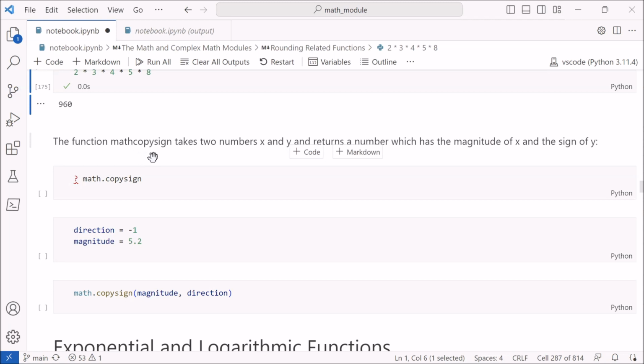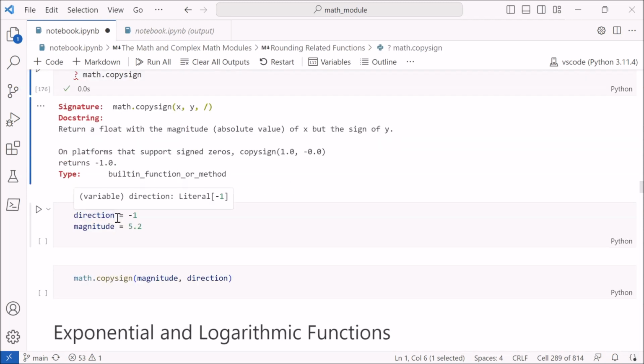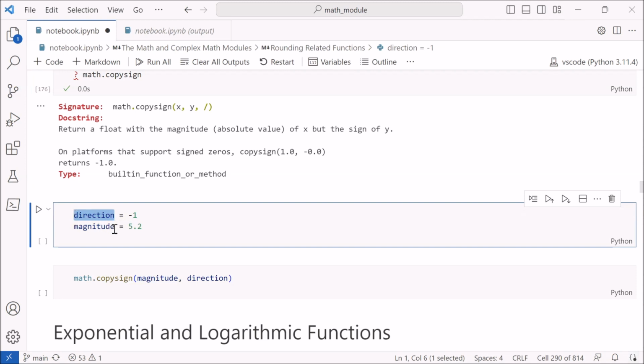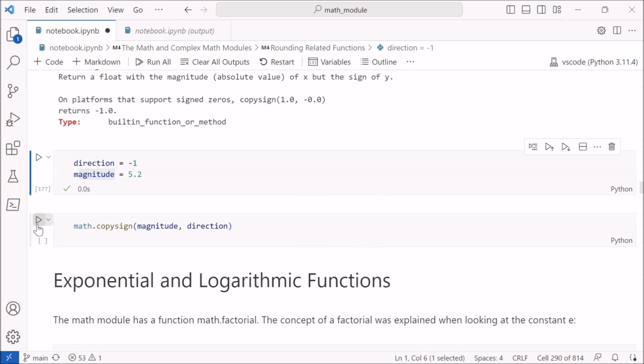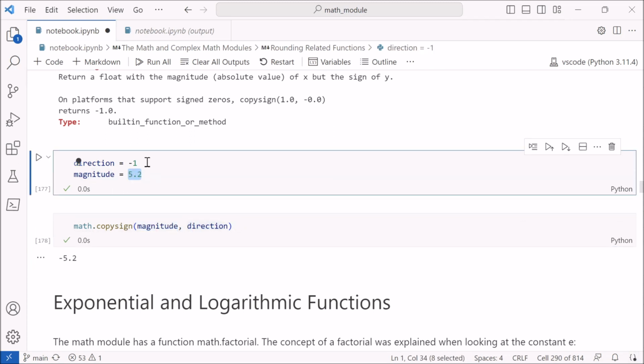The function math.copysign takes in two numbers, x and y, and returns a number which has the magnitude of x and the sign of y. So if we have a look at this docstring, and we specify one number being the direction and the other being the magnitude, we can create a number with the magnitude of the first number and the direction of the second number. So this gives us minus 5.2 as expected.